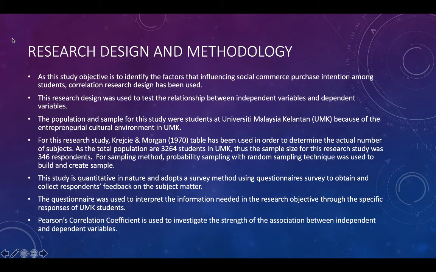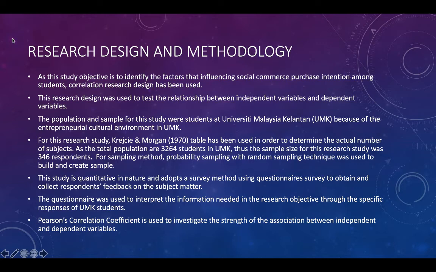For this research study, a table has been used in order to determine the actual number of subjects, as the total population is 3264 students in UMK. Thus, the sample size for this research study was 346 respondents by referring to Krejcie and Morgan table. For sampling method, probability sampling with random sampling technique was used to build and create sample.